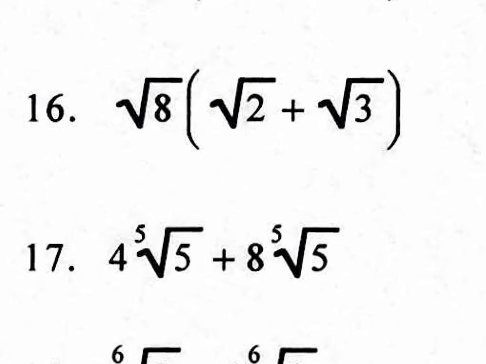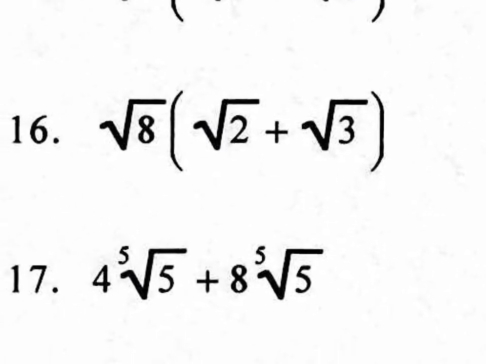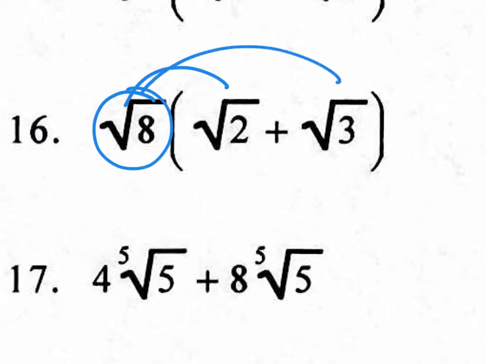So there's many ways of doing 16. You could simplify the square root of 8 and rewrite it as 2 square root of 2 and then distribute that. Or you could just simply distribute the square root of 8. You could distribute the square root of 8 into both terms. And remember, you could multiply radicals. You'd get the square root of 16 plus the square root of 24, right?